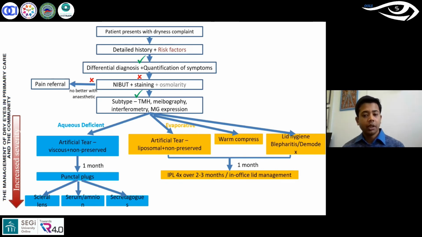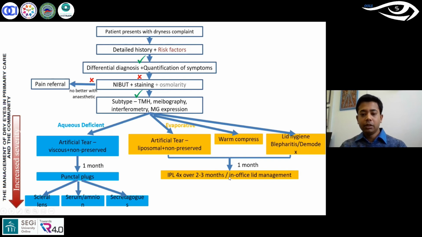If it's still not working, we need to look at in-office lid management and see how the patient is doing with lid hygiene, blepharitis, or maybe ask the patients to come regularly to have lid cleaning and see if the signs and symptoms are better. The other option is IPL, depending on which part of the world you practice, and over the next 2 to 3 months, IPL does a pretty good job in keeping the symptoms and signs low for a while.